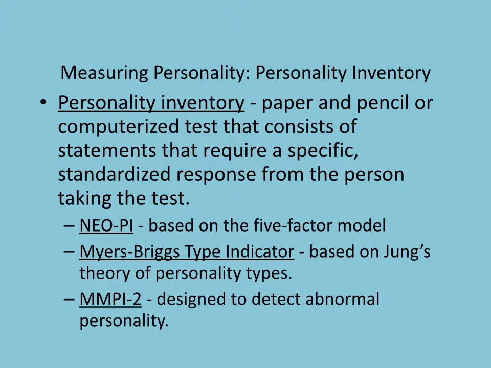Now, we're going to go through these in much greater detail, but the big ones are NEO-PI, which is based on the 5-factor model, OCEAN. Then you have the Myers-Briggs Type Indicator, which is based on Carl Jung. And then you also have the MMPI-2, which is designed to detect abnormal personality, and that is going to be seen when we diagnose clinical personality disorders, which is pretty cool.